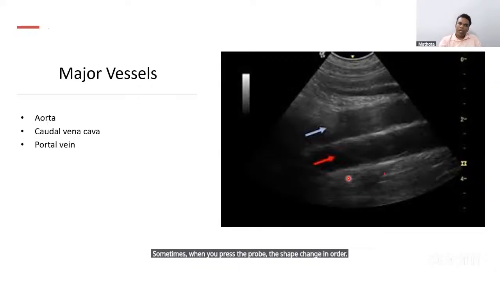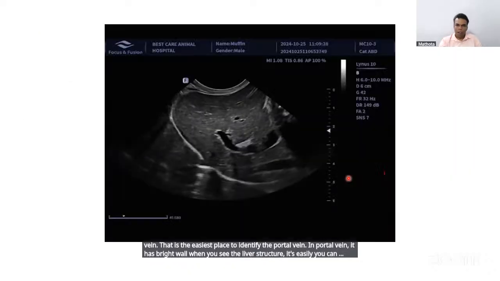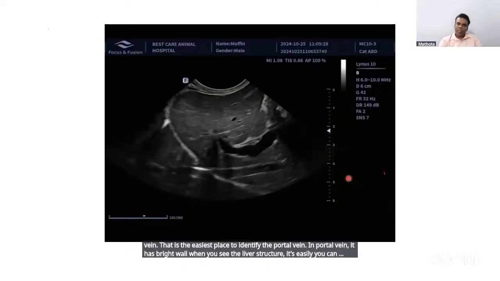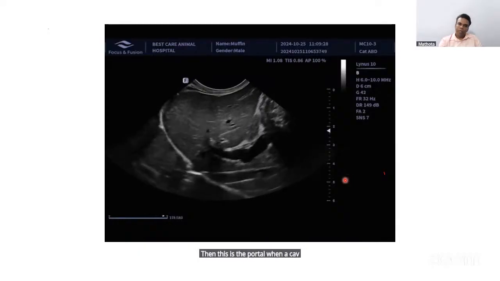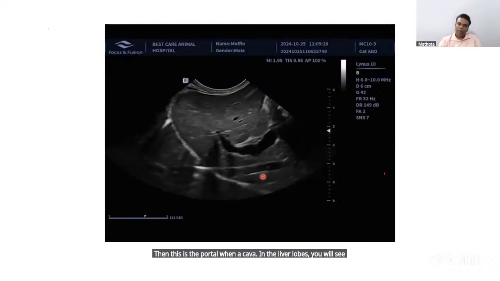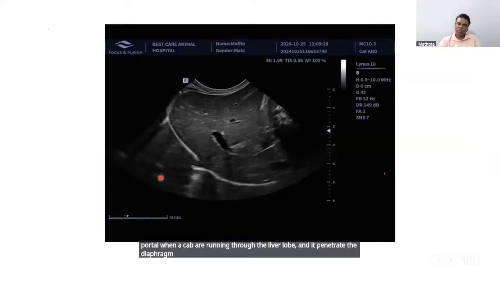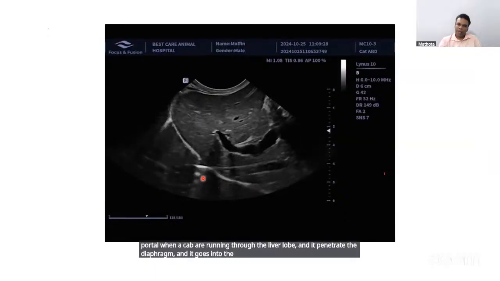Then the portal vein: you have to go to the liver and identify the portal vein. That is the easiest place to identify it. The portal vein has a bright wall. When you see the liver structure, you can easily identify it. Then, this is the caudal vena cava. In the liver lobes, you will see the caudal vena cava running through the liver lobe, and it penetrates the diaphragm and goes into the thoracic cavity.